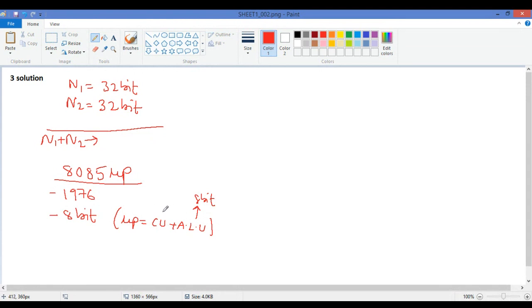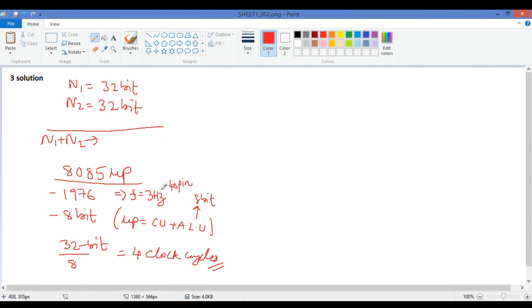But the problem is that here you have to add 32 bits. If you want to add 32 bits and the size of your ALU is only 8 bits, it will take 4 clock cycles. Some other information about 8085: it uses a frequency of 3 megahertz, and it has 40 pins.